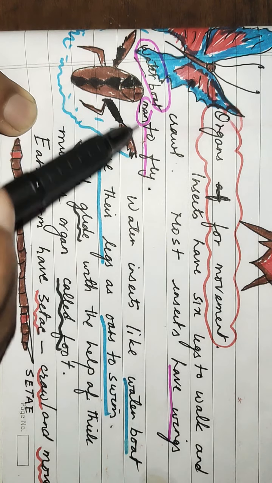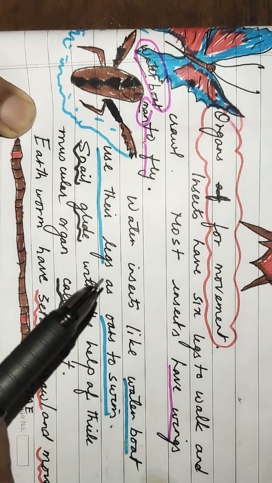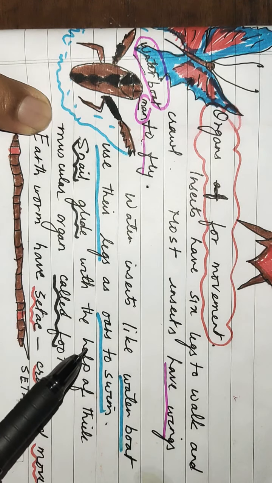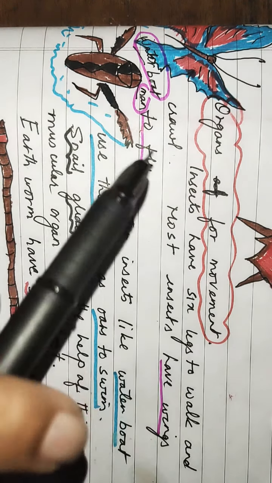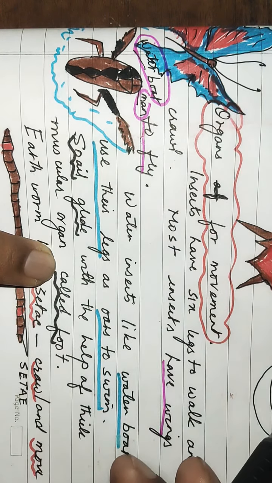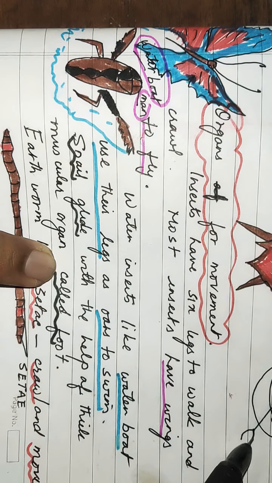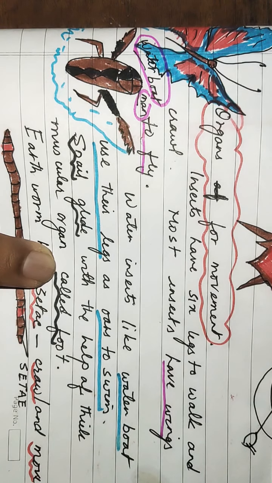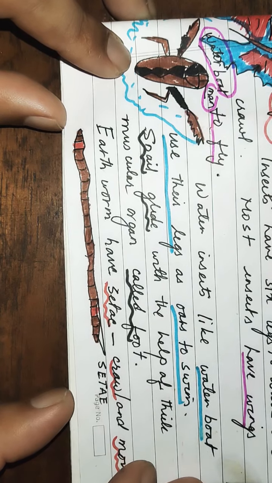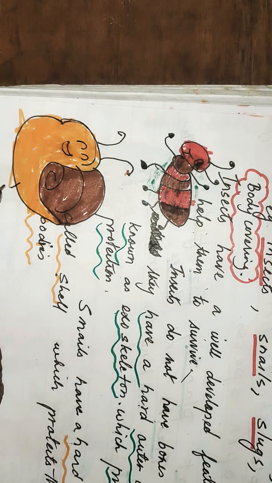Water boatman. This is an insect you get in rivers and plains. Water insects like water boatman use the legs as oars to swim. Oars means, if this is the boat, and this one is the oar. Snail glides with the help of a thick muscular organ called foot. So this is the foot.